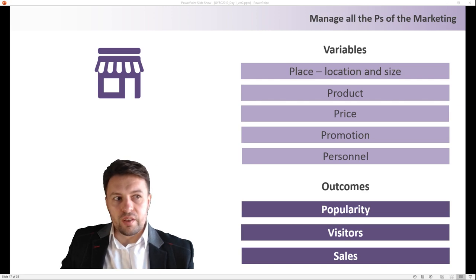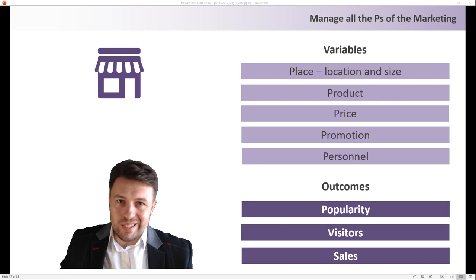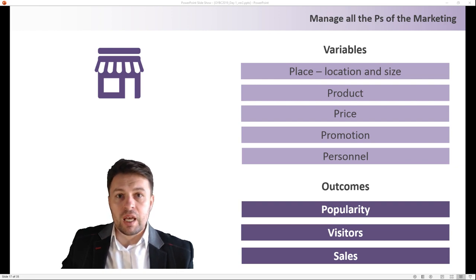Either way, these are the variables when you manage your stores. So place, product, price, promotion, personnel, and the outcomes will be the popularity of the store, visitors, and then finally sales. That's exactly what you need. Retail is essential at this point because you have an opportunity to earn money fast. And it's quite critical at this point to get a grasp of how retail works. Given that you have only 7 days to generate a pretty decent profit, this is exactly the industry you should be focusing on.